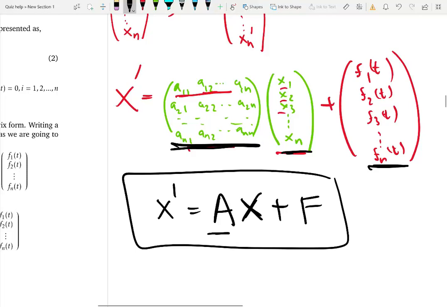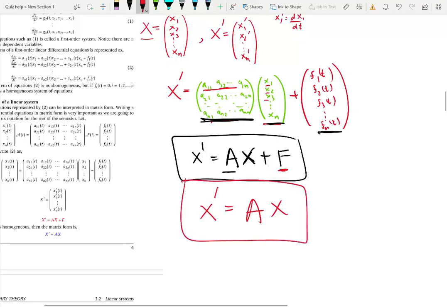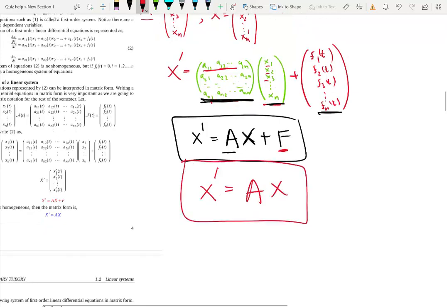Now this might be a little bit confusing. Let's do some examples. But before going there, how about a homogeneous system of differential equations? What does that look like? X prime is equal to AX, because F is 0, because that's the non-homogeneity part. So this is how a homogeneous system will look. All right, enough of that.